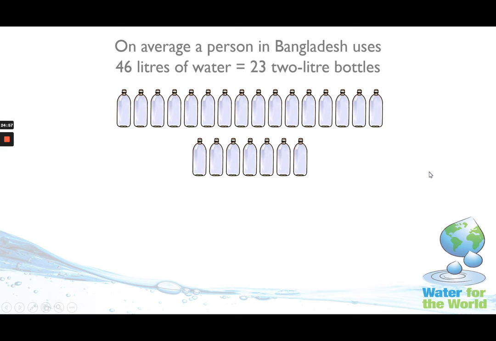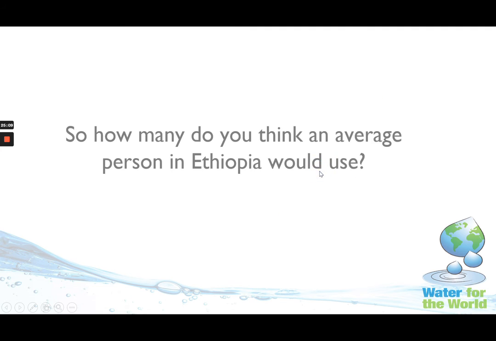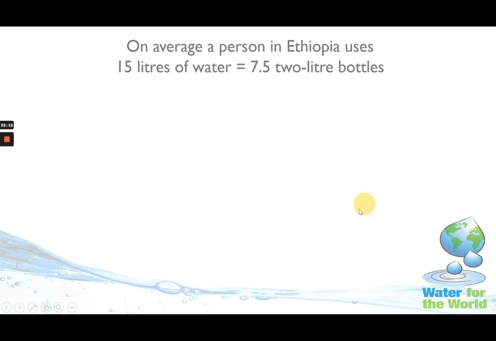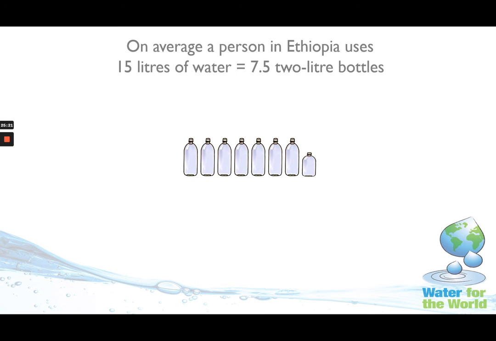Okay, so 46 liters of water per person per day. Okay, this actually doesn't seem as bad, right? It seems reasonable. It's only 46 liters of water. Now, if we go to a poorer country, in Ethiopia, in Africa, they only use 15 liters of water per day, which is this much.